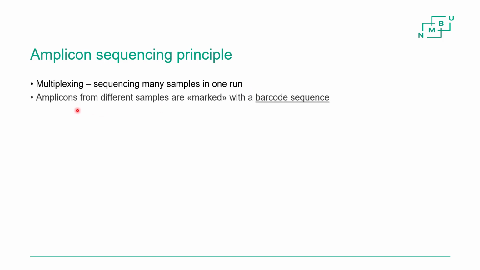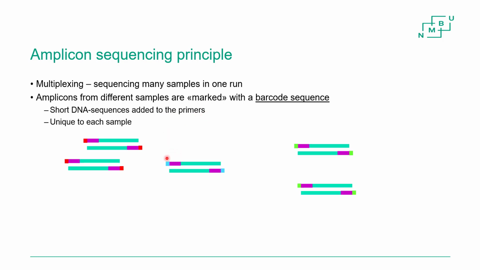But how do you do that? Well, amplicons from different samples are marked with a barcode sequence. This is an artificial piece of DNA that we add to the amplicons. Technically, it has nothing to do with the biology. It's just what we call a barcode sequence. It's a short DNA sequence that we add to the primers, actually.